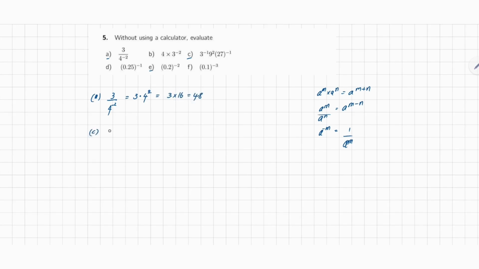For question C, we have 3 to the power minus 1 times 9 squared times 27 to the power minus 1. That can be written as 9 squared over 3 times 27. We can expand it, which gives us 1.